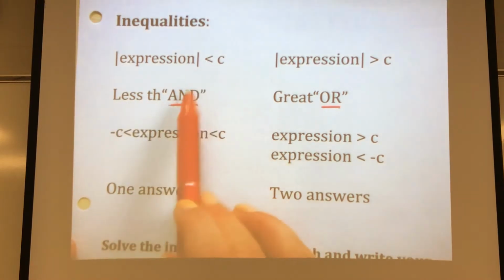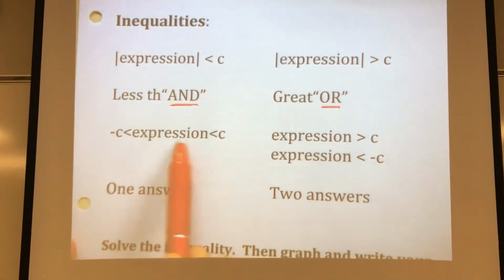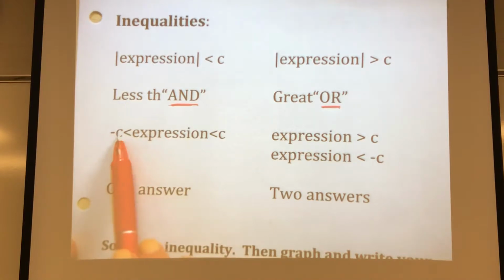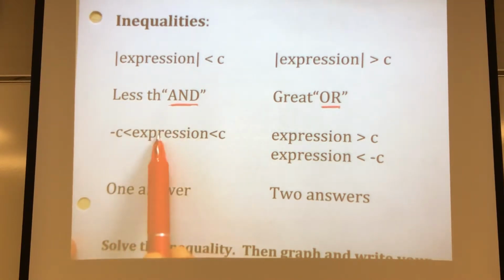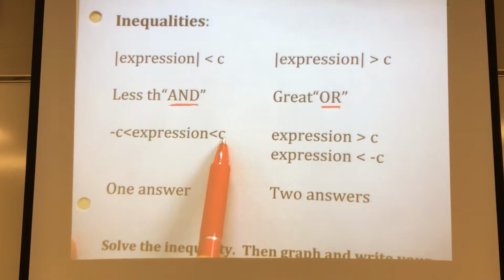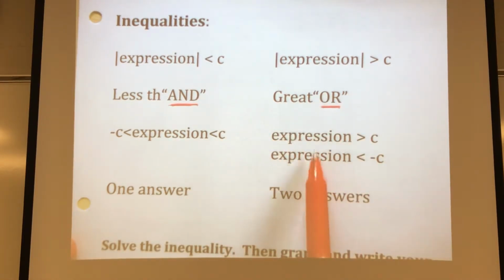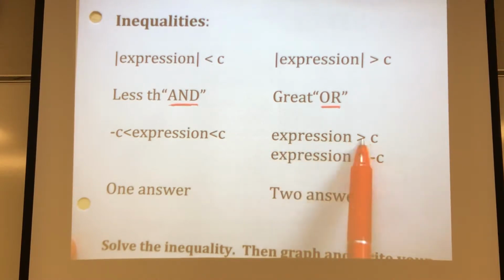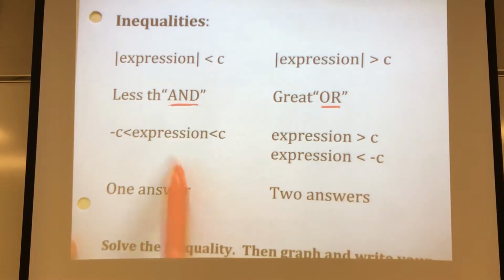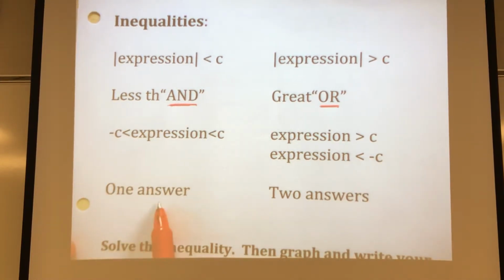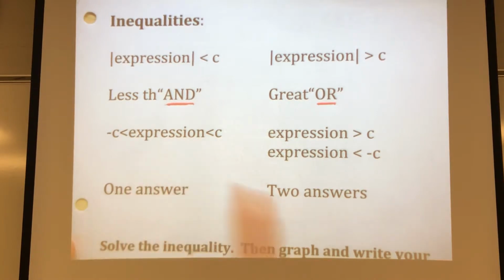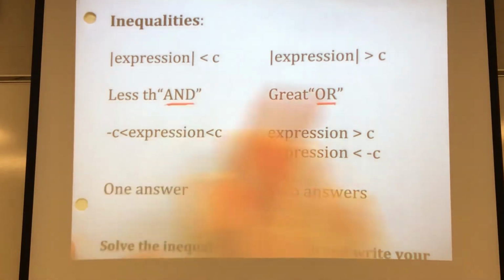So when it's a less than, we have a compound inequality here. So we have the opposite of C is less than, whatever our argument is, less than C. When it's greater, we have 2 separate inequalities. Our argument is greater than C, and then our argument is less than -C. Less than gives us 1 answer in a compound inequality. Greater than gives us 2 answers. So we want to pay attention to the sign so we know if we're going to have 1 or 2 and how we set it up.